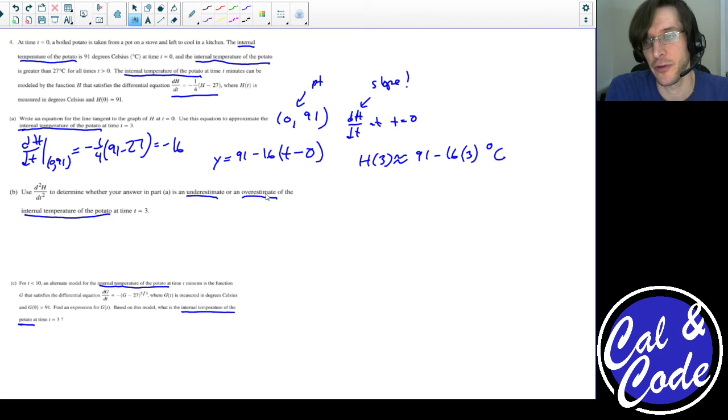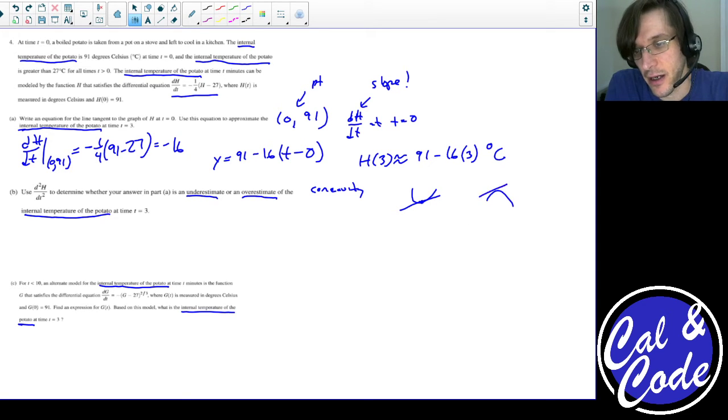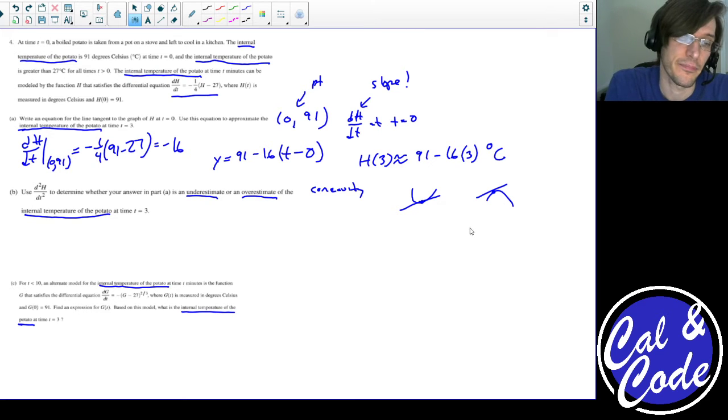When they start talking about using the second derivative to determine underestimates and overestimates, what we need to be thinking about is how does concavity affect our tangent line approximations. Basically, if I have a concave up function and a tangent line, then I have an underestimate. If I have a concave down function and a tangent line, then I have an overestimate. So I need to get a second derivative.